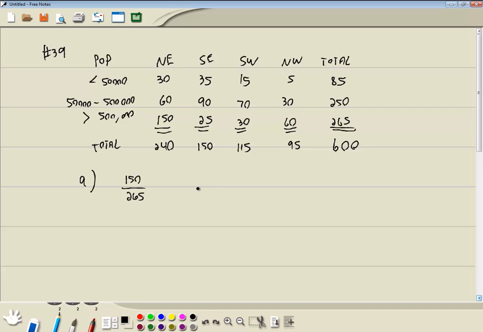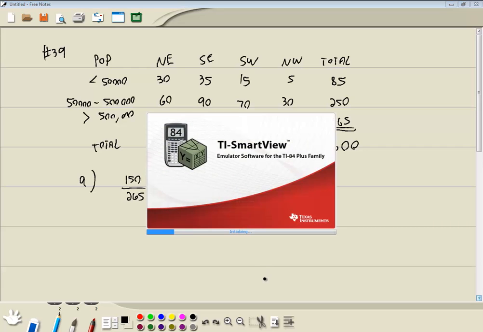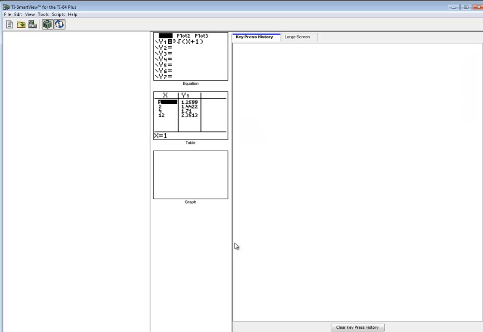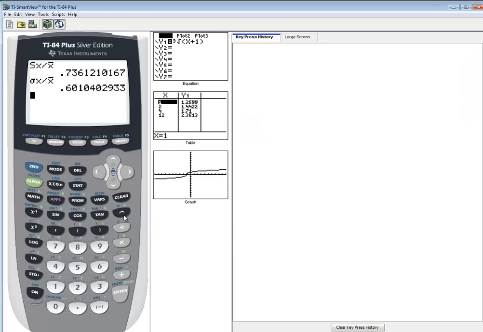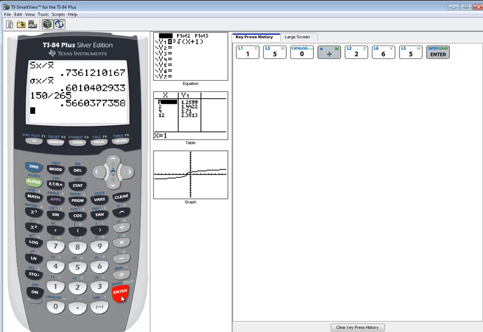And, of course, I already brought my calculator down, but let me bring it up. There we go. 150 divided by 265, enter. And it looks like they rounded to 4 decimal places. They got 0.5660.